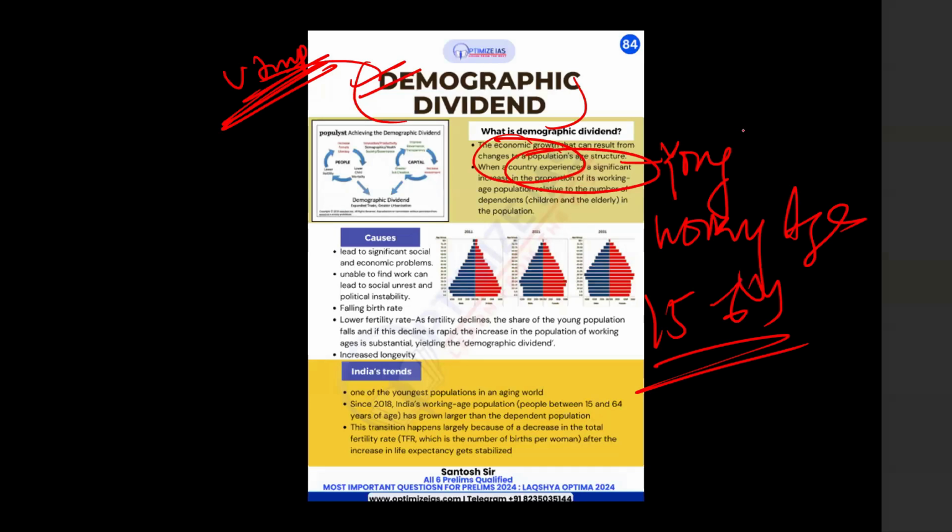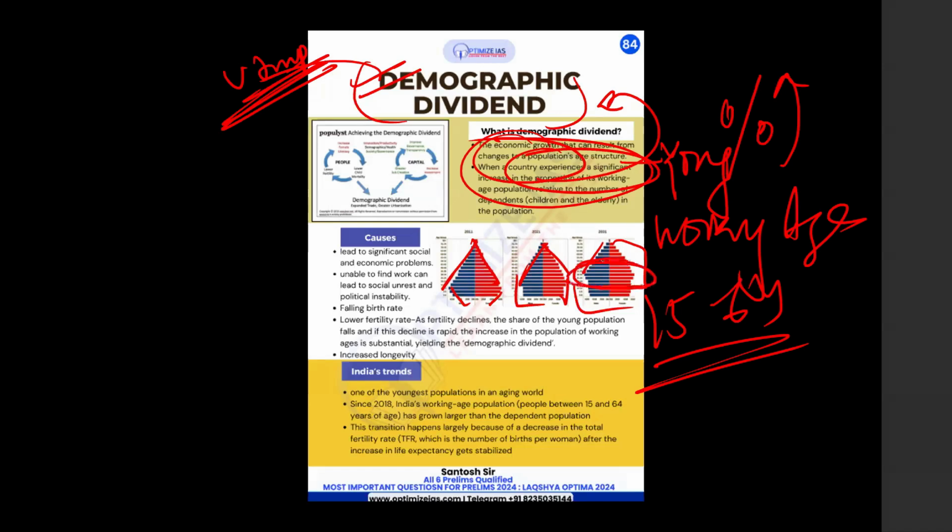When the young working age population share is more, then economic growth will happen in that country, and that economic growth is called demographic dividend. Again, I repeat, that economic growth which comes because of the favorable working age population in the country is called demographic dividend. Guys, you see this age structure. So guys, in demographic dividend, what happens? The youth population is more. The middle is more.